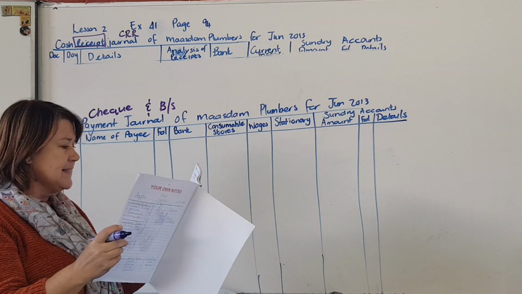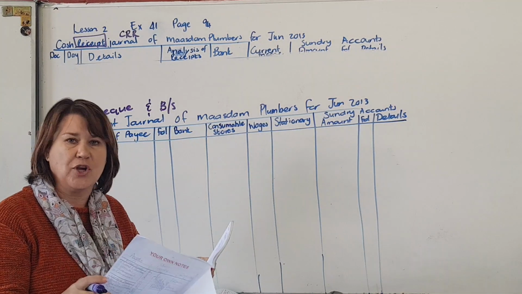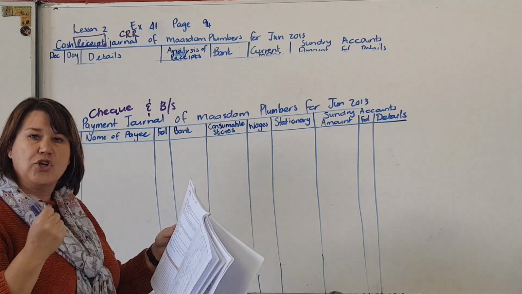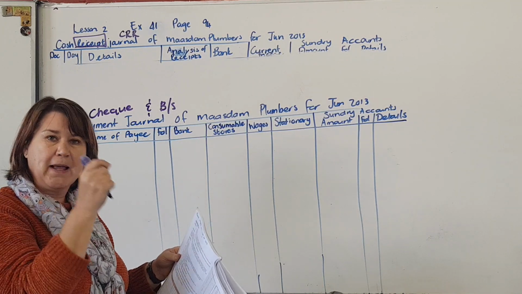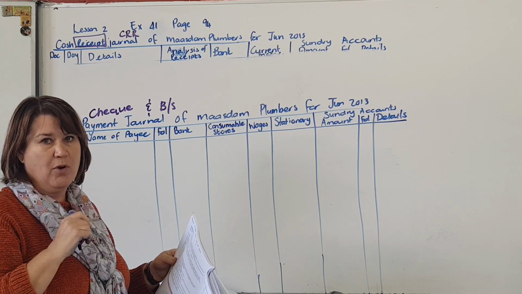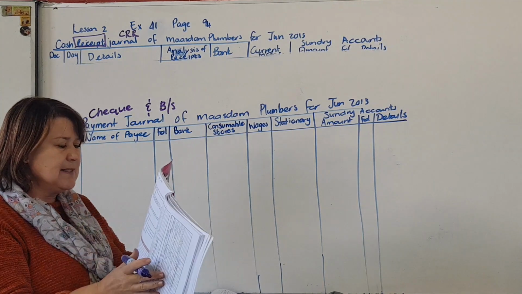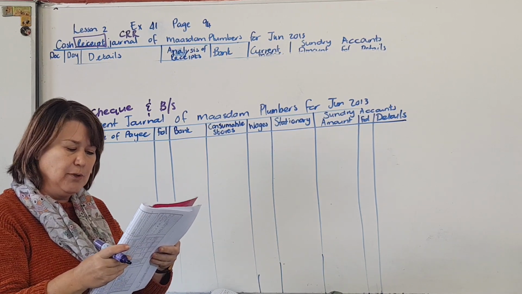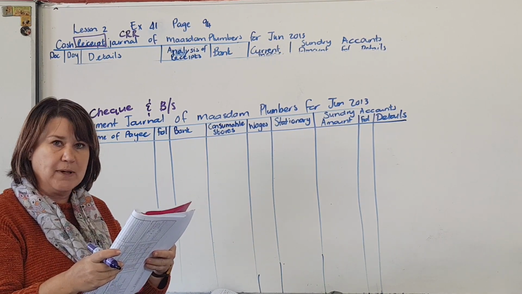On the 5th, it says there, issue a check. So you're going to give AA stores a check. Why? Because you want to make a payment. Why? Because maybe you bought something from them. So let's see. It says issue a check 100 to AA stores. What did you buy? Consumable stores and equipment.